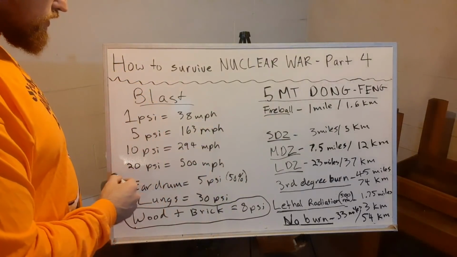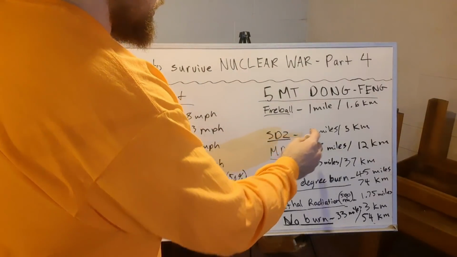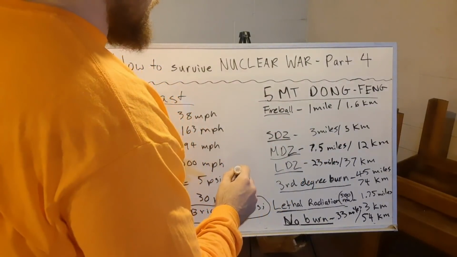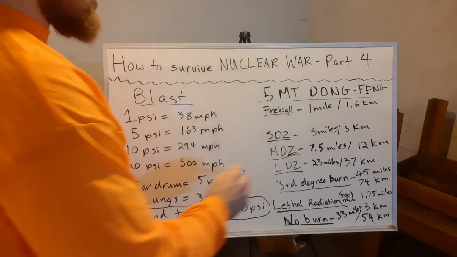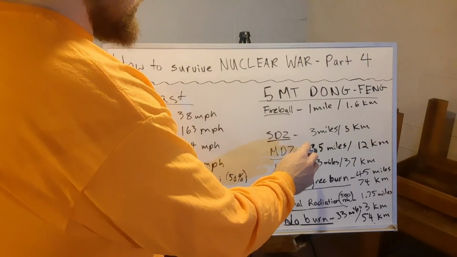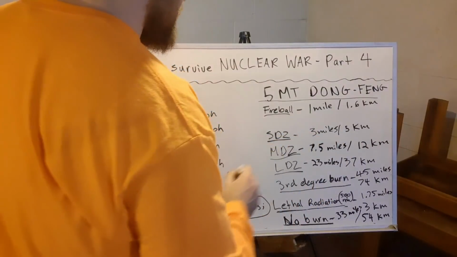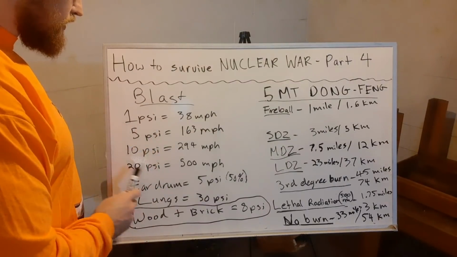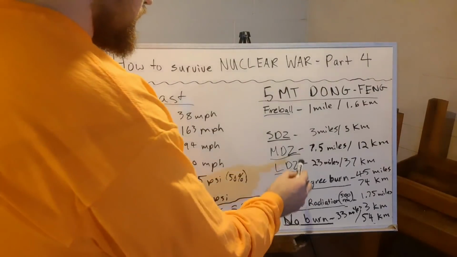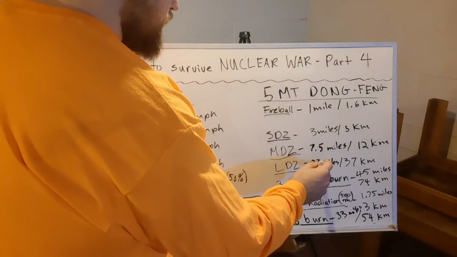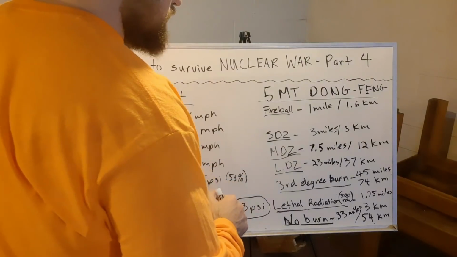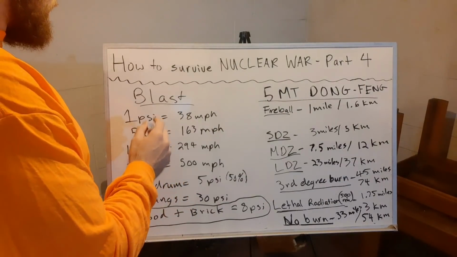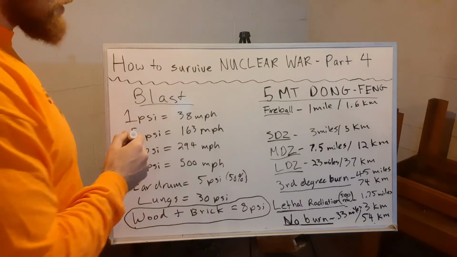Severe damage zone, which is 20 psi or greater. You have 3 miles from the detonation point, or 5 kilometers from the detonation point. Then you have the moderate damage zone, 7.5 miles from the detonation point, or 12 kilometers. And the moderate damage zone is from 5 psi up to 20 psi. Then the light damage zone, you have 23 miles from the detonation point, or 37 kilometers. And the light damage zone is characterized by 5 psi down to 1 psi.